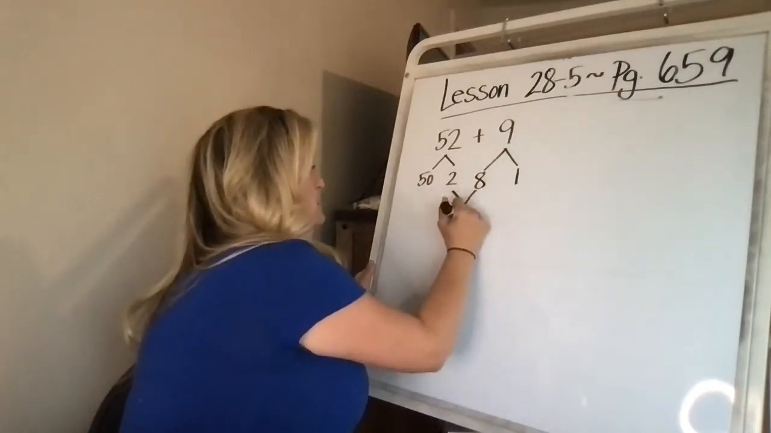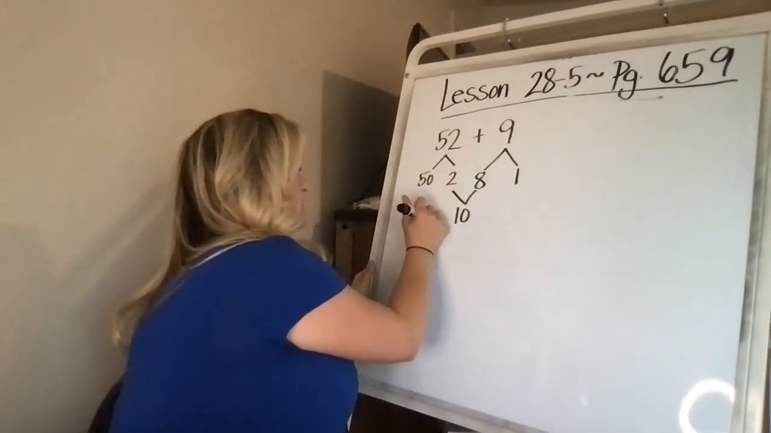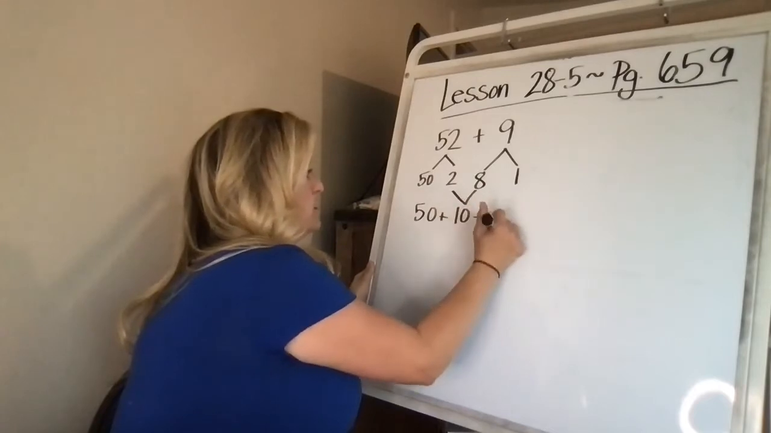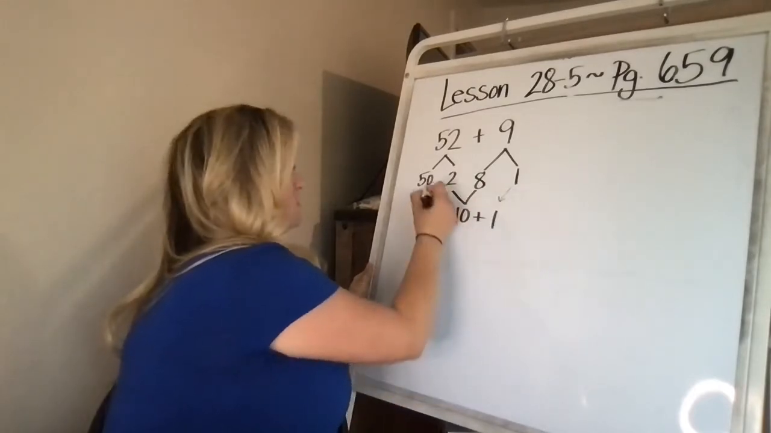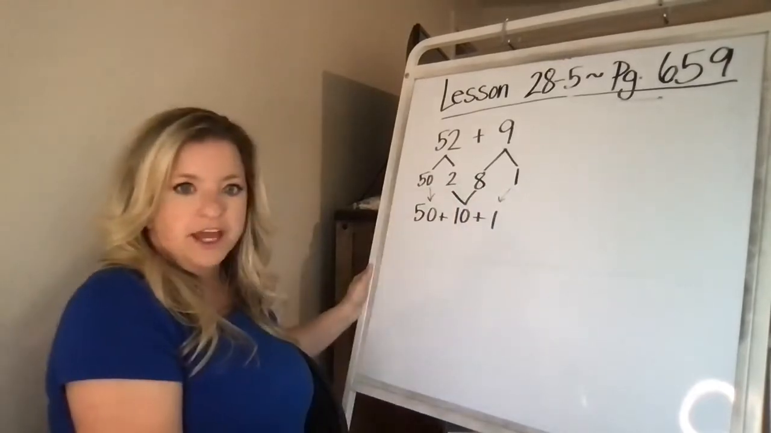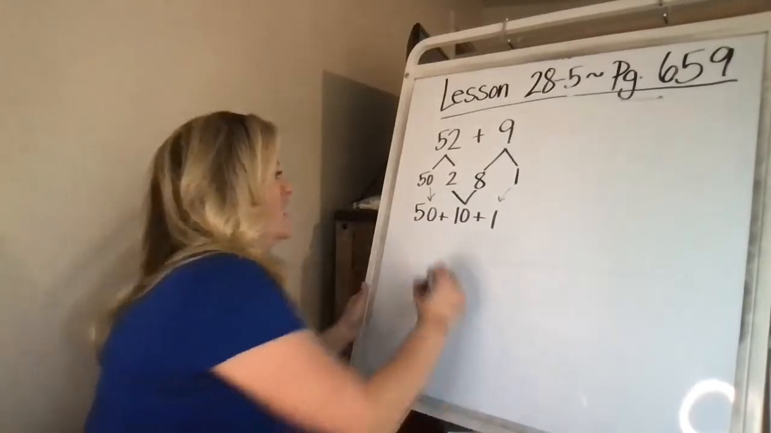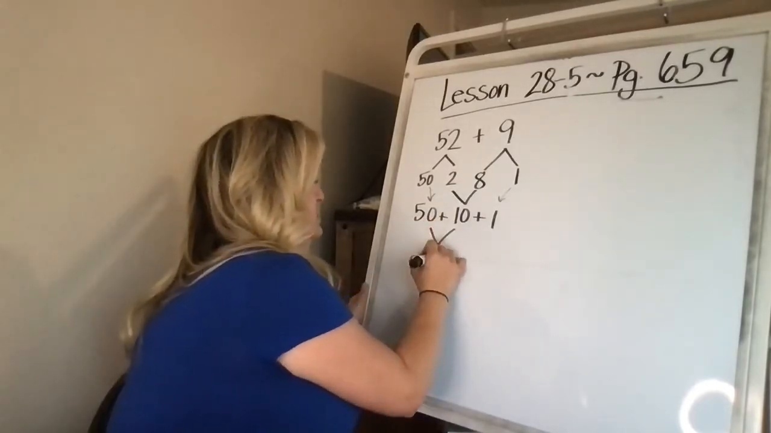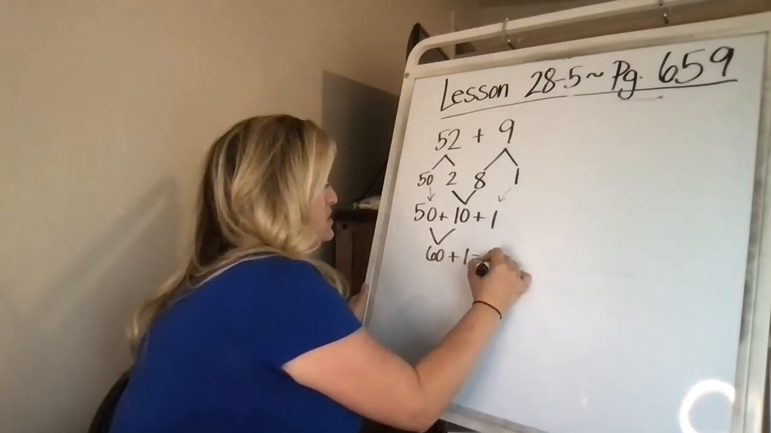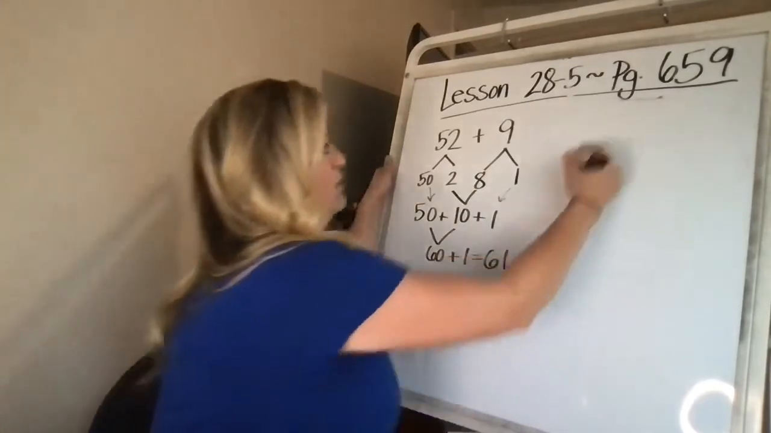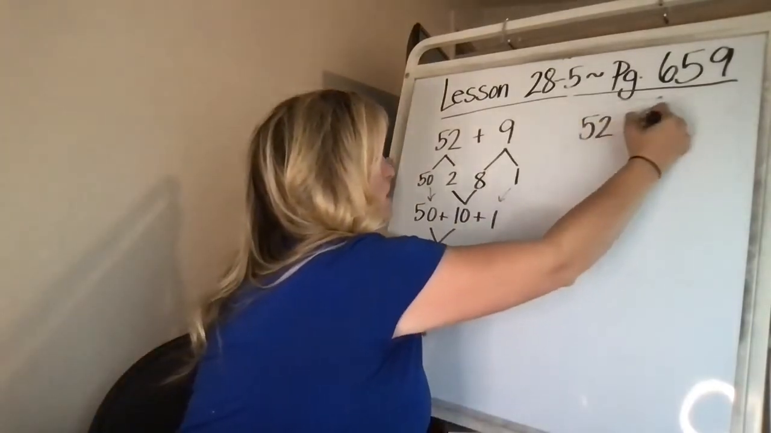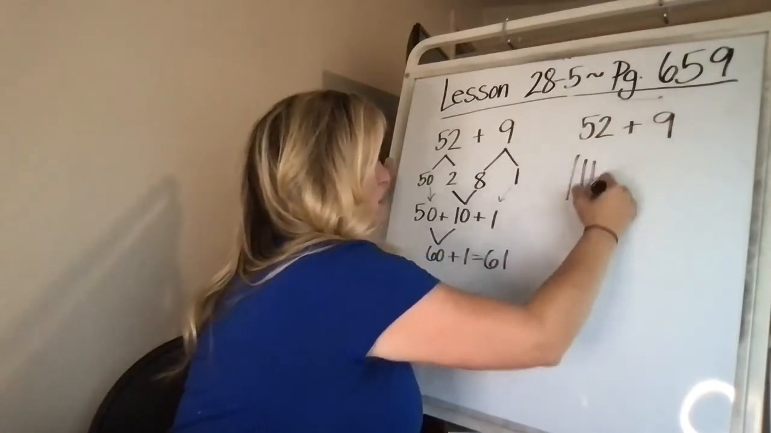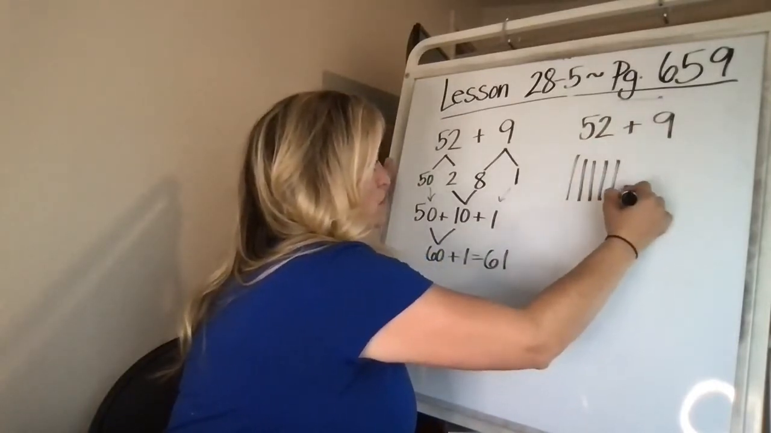So now I add these up and I get 10. The 50 and the 1, they both drop down. See how that happened? Okay. Then I have 50 plus 10 is 60, plus 1 equals 61. There's that way. I can also do it using base 10, 10, 20, 30, 40, 50, 51, 52.